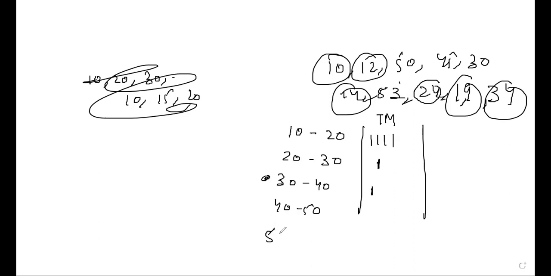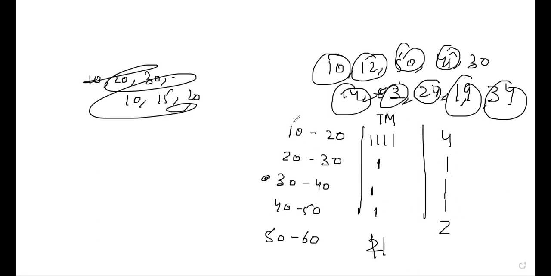So you have to make 50 to 60 as well, because the highest is 53. So over here, 40 to 50, how many people are there? Only 45, right? So 1. 50 to 60, you have 50 and 53. So 2, right? Yes, ma'am. So here, you have 4, 1, 1, 1, and 2, right? This is how you will make a series if you have too many numbers. Clear? Yes, ma'am. Okay.